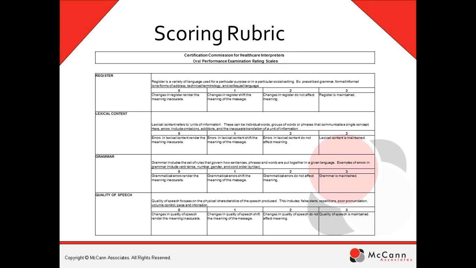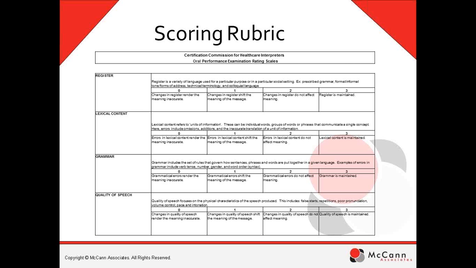Our third scoring domain is grammar. In this particular use, grammar includes the set of rules governing how sentences, phrases, and words are put together in a given language. Examples of errors in grammar can include verb tense, number, gender, and word order or syntax.